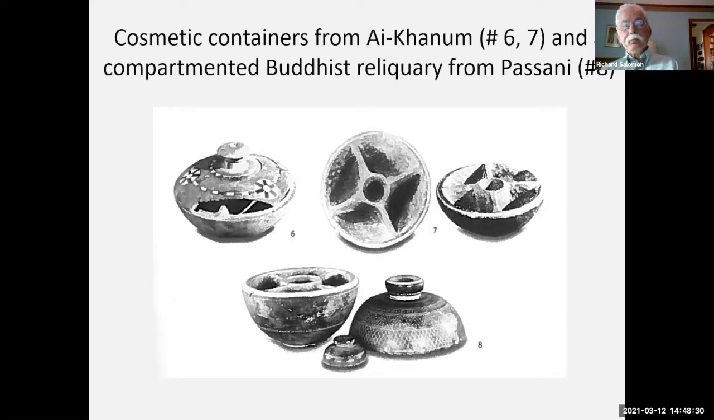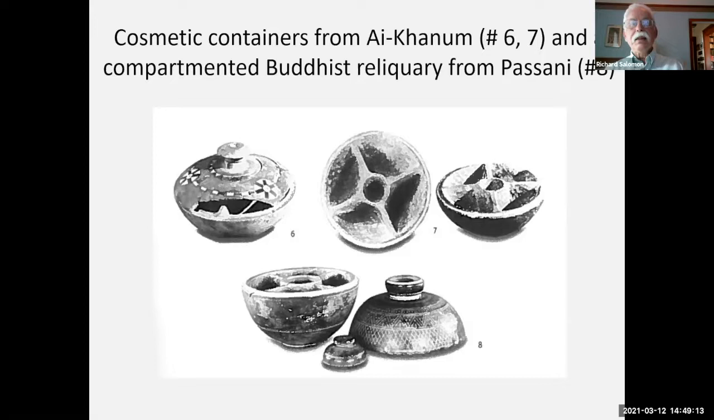And you can see that it's essentially the same object. Although the decor is different, it has the same compartmentalized base. And these objects from Ihanum in a non-Buddhist context have been interpreted by archaeologists as cosmetic containers. And I'm no expert in this, but I have no reason to doubt that explanation. And I think that's generally accepted. Maybe they found some items with actual traces of eye makeup and lip gloss and so forth in compartments. I'm not sure about that.